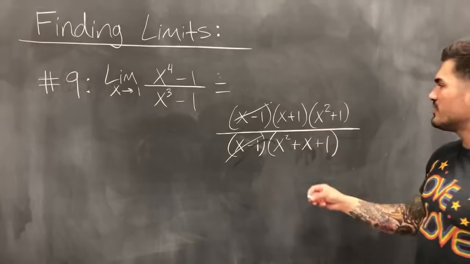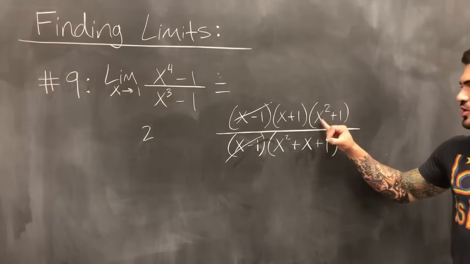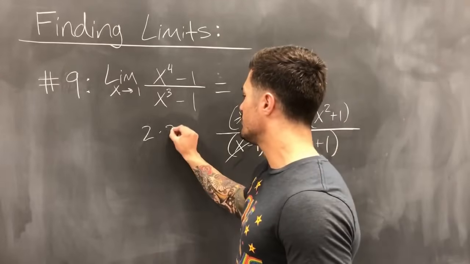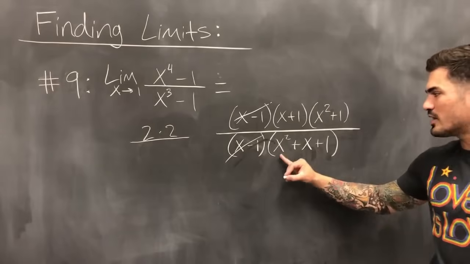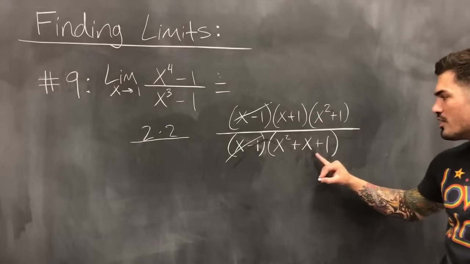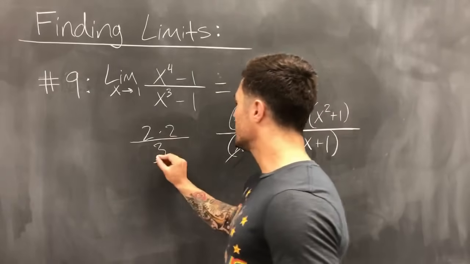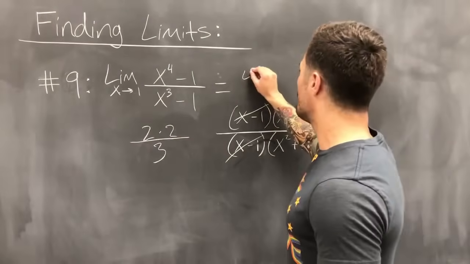1 plus 1, that's 2. Let me write this off to the side here. 2 times 1 squared, that's 1 plus 1, that's 2 times 2 in the numerator. In the denominator, I get, let's see, this is gone, so I get 1 squared plus 1 plus 1. That's 1 plus 1 plus 1. So I get 2 times 2, which is 4 over 3, and that's my limit, 4 over 3.